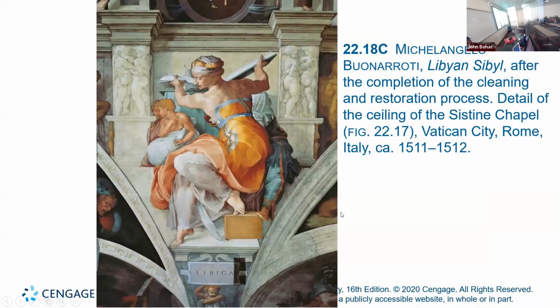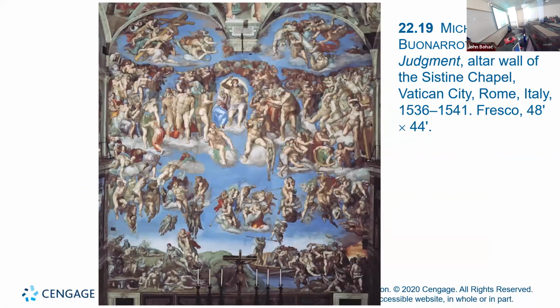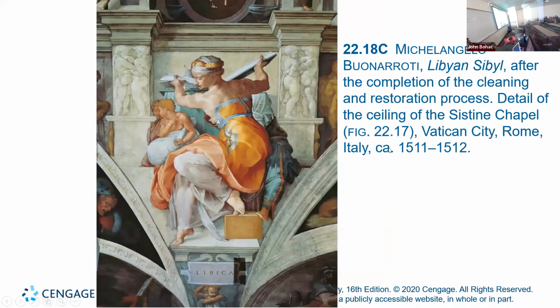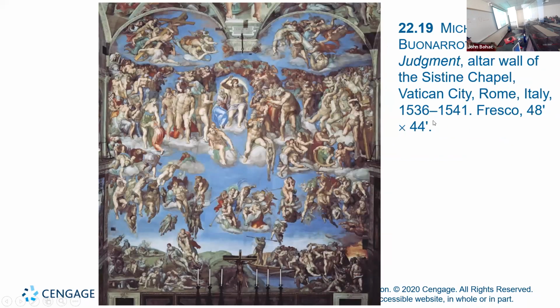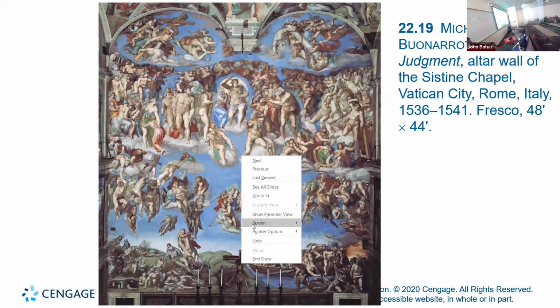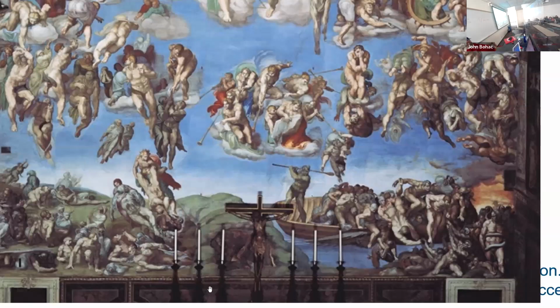And so after the completion of the cleaning and restoration process, and so that 1511, now we jump 25 years, 1536 to 41. And this is in the Sistine Chapel as well, but it's not the ceiling, it's the wall behind the altar. And if you take a close look at this, you can see there is the crucifix and the candles and so on.